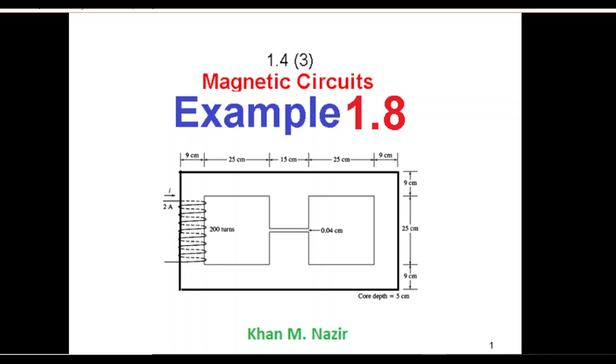Bismillahirrahmanirrahim. This is another video on magnetic circuit. And here I'll be solving example 8.1.